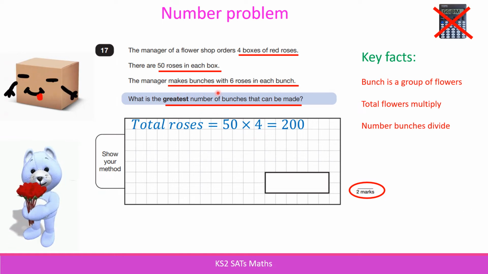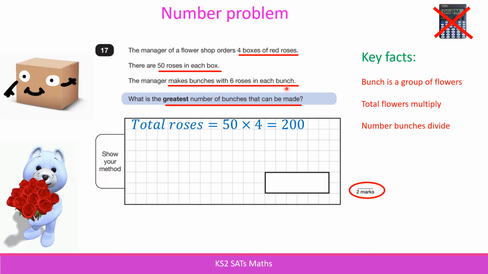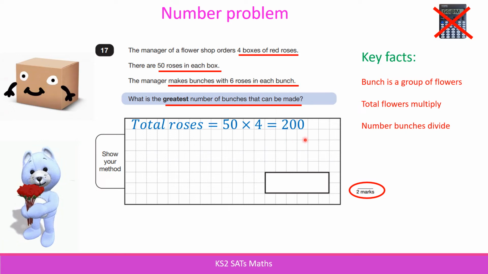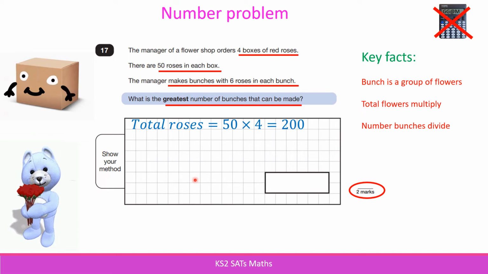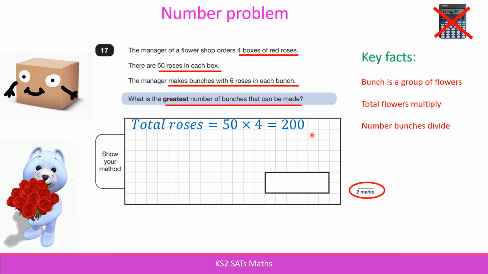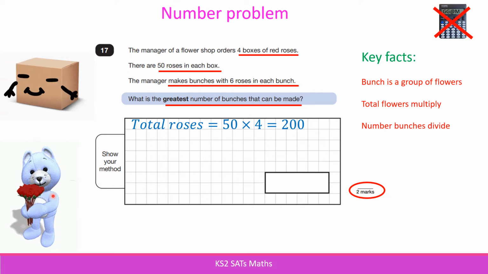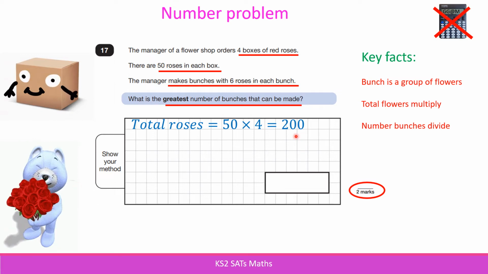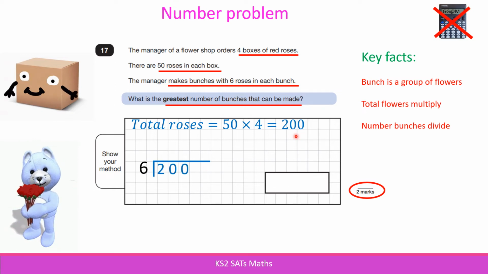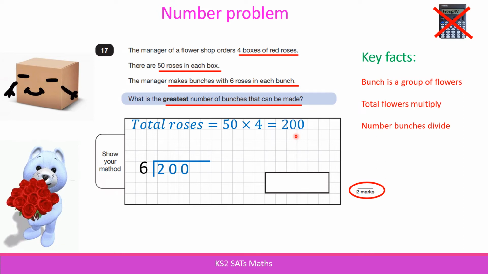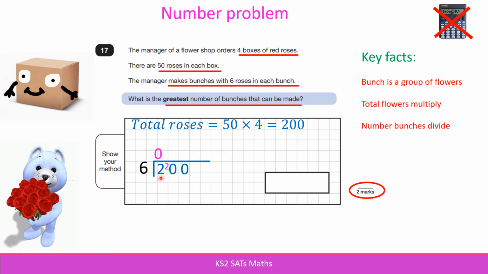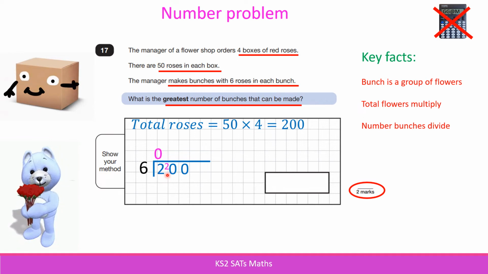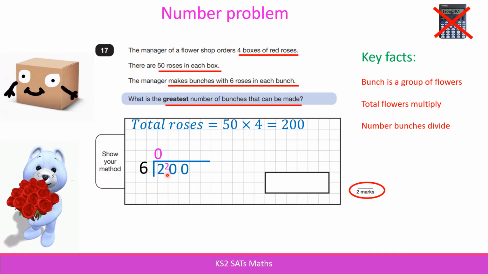We now need to make bunches of 6. So we've got to share this 200 with 6 because each bunch of flowers has got 6. We know we've got 200 flowers in total. We need to know how many groups of 6 we can make from this 200. So I'm going to do 6 into 200. Now 6 into 2 doesn't go, so I put a 0 above, and the number that is here always gets written here. So there's 2 left over.